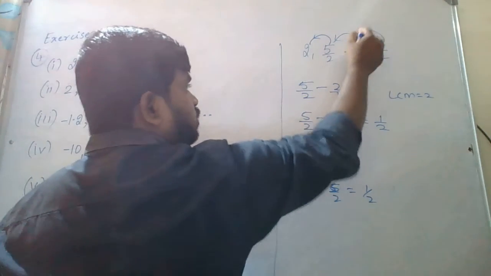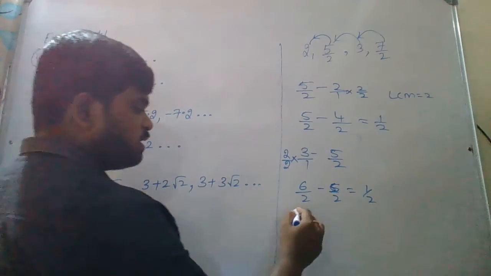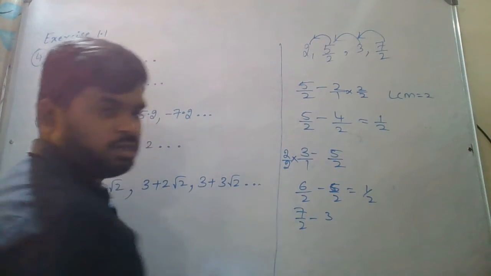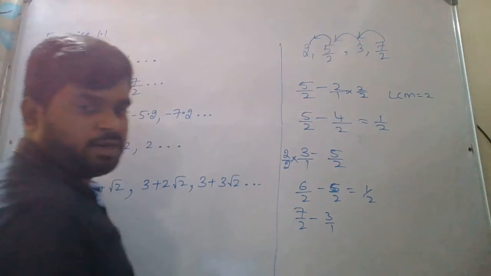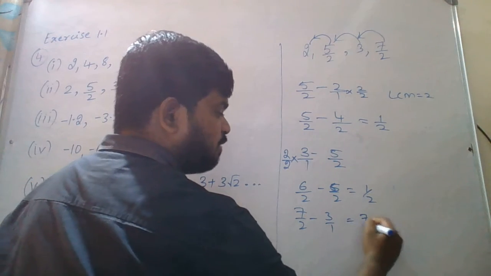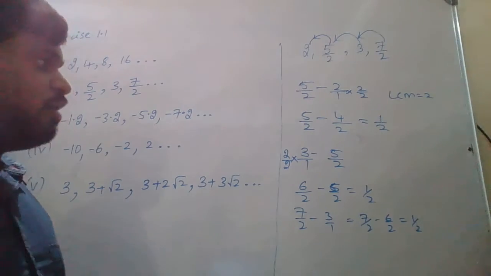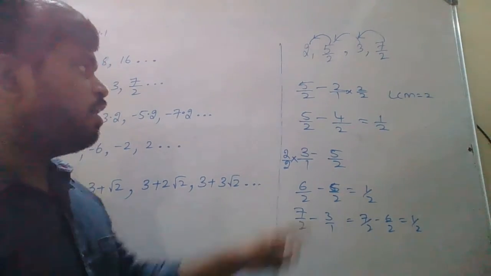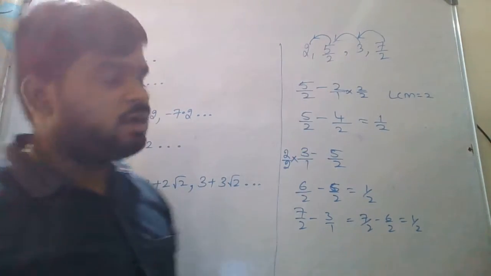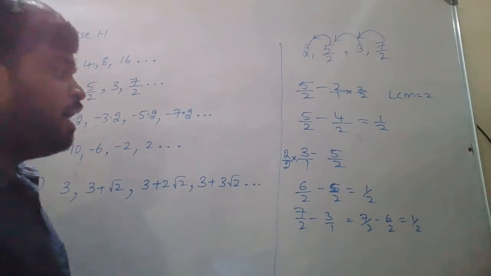Let's check for these two things. 7 by 2 minus 3. This 3 can be written as 3 by 1. Take LCM. You will be getting 7 by 2 minus 6 by 2, which is 1 by 2. 1 by 2 is basically 0.5, right? That is what we got. So when you subtract it, you are getting a common difference. Therefore, this is an AP.